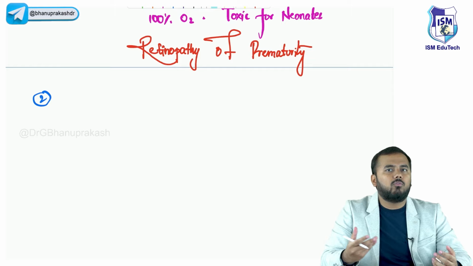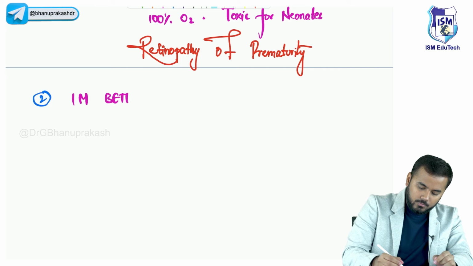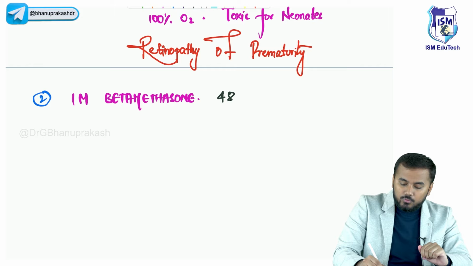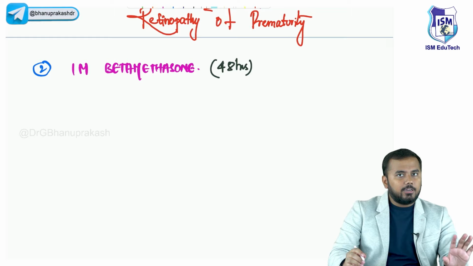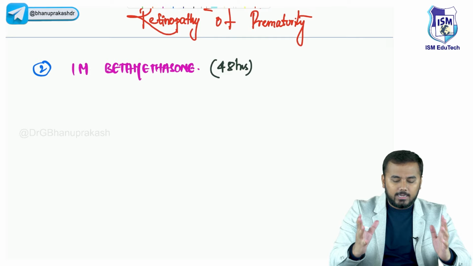So what we do is that we give an IM shot of betamethasone. Okay, so when do you give this? You give this over about 48 hours. What you do is either you can give in a 24 hours time frame, or you can give 12, 12, 12, 12, right? So 4 doses of 12, or 24, 24, 2 doses. So in that time frame, you can give this.